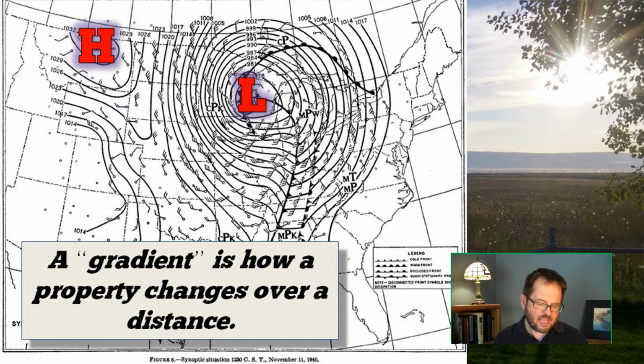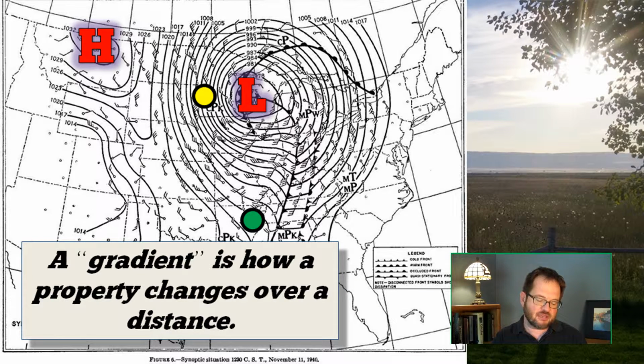And we can start getting a sense of what the weather pattern looked like on the Armistice Day storm. You notice the word gradient is in the term pressure gradient force. A gradient is how a property changes over a distance. In this case, the property is pressure, the pressure gradient. So if you drove from one location to another location, over a certain distance, how much did the pressure change? We can use a weather map like this to get a sense, at least in a qualitative way, of what the gradient is.